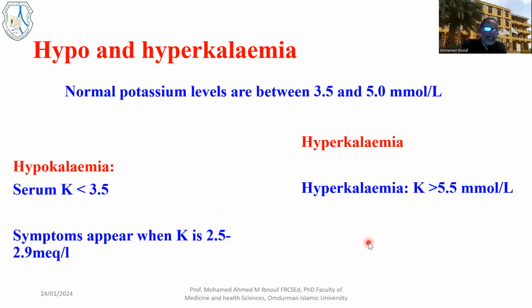Now, hypo and hyperkalemia. The normal potassium level is usually between 3.5 to 5 millimole per liter. And hypokalemia is usually due to a potassium level less than 3.5 millimole per liter. But the symptoms appear when the level is less than 2.9 millimole, that is milliequivalent per liter. And we diagnose hyperkalemia when the potassium level is more than 5.5 millimole per liter.